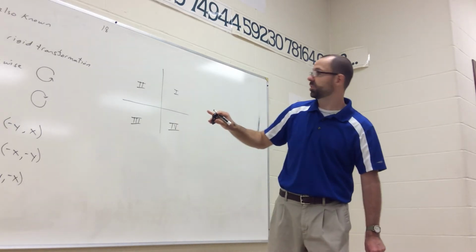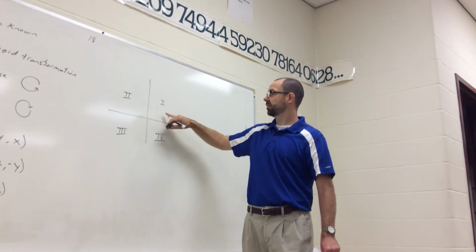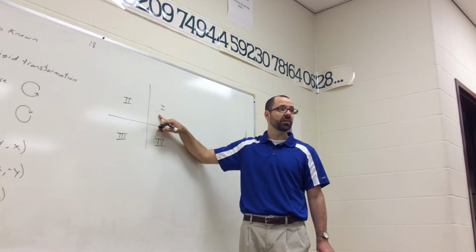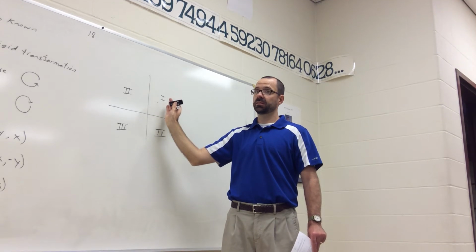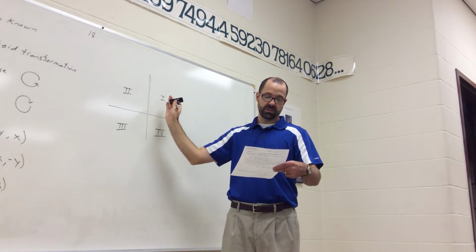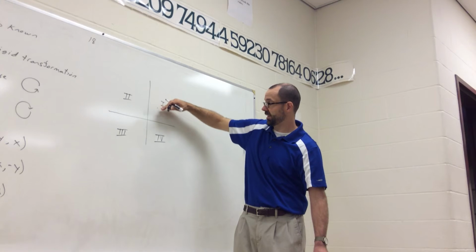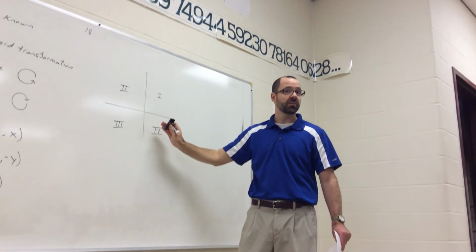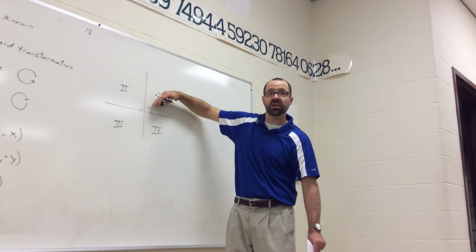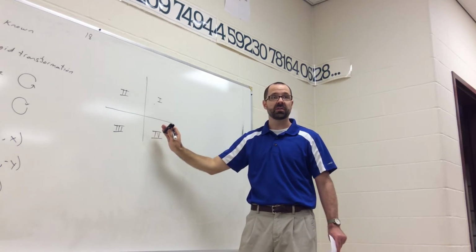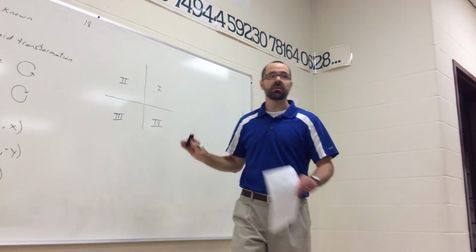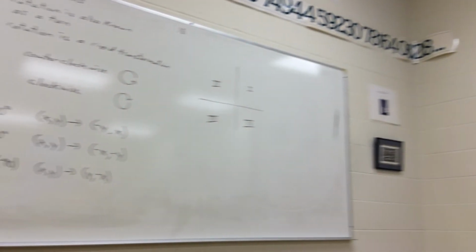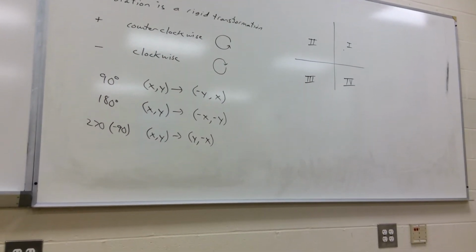Okay, so the original point was at 2, 3 in quadrant 1. And then we rotated it 90, actually -90. So we rotated it -90. So if it's in 1 and it goes -90, where does it end up? 4, right? Okay, so 6 was also saying what quadrant do these points end up in? So it's quadrant 4.